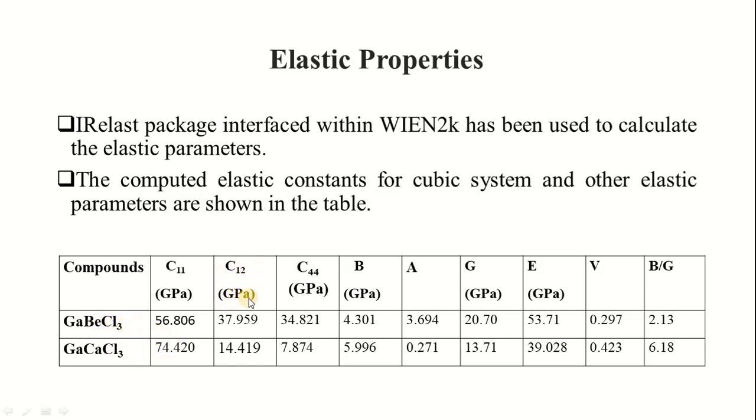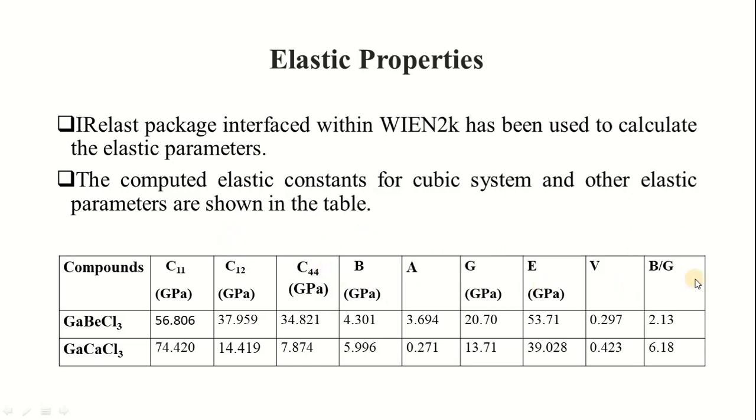Now the C12 value for the first compound is 37.95 and for the second compound is 14.41. Similarly, for the first compound the C44 value is 34.82 and for the second compound the C44 value is 7.87. Now for the cubic crystal structure we have only three independent elastic constants, C11, C12 and C44, but for a non-cubic system we will have more elastic constants.